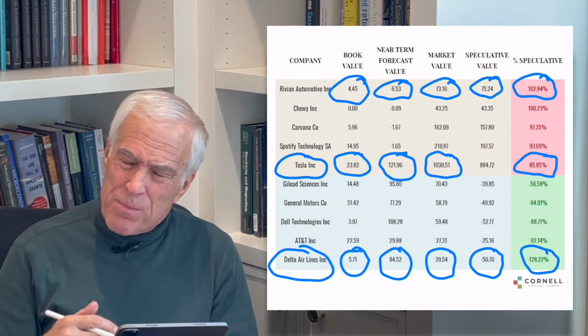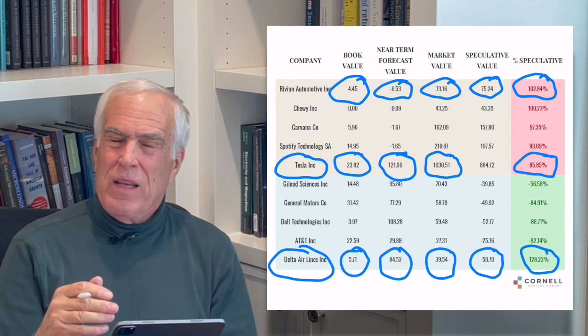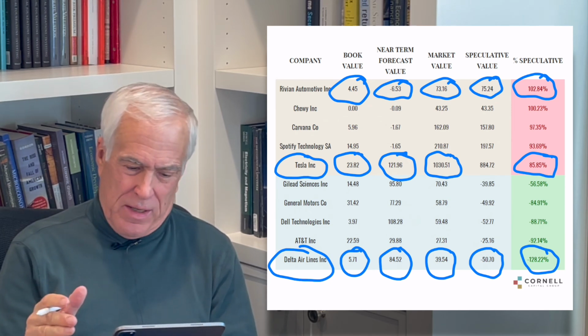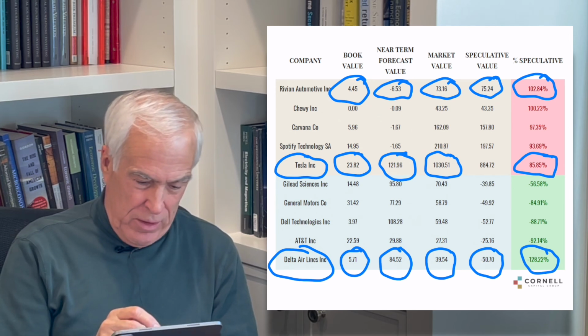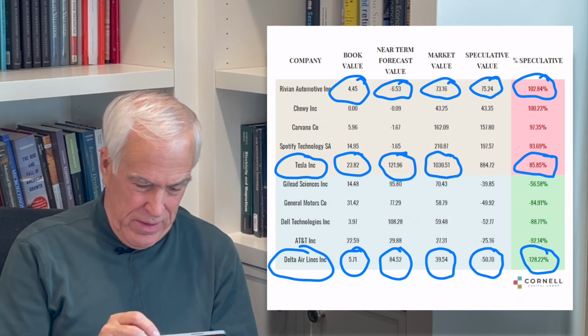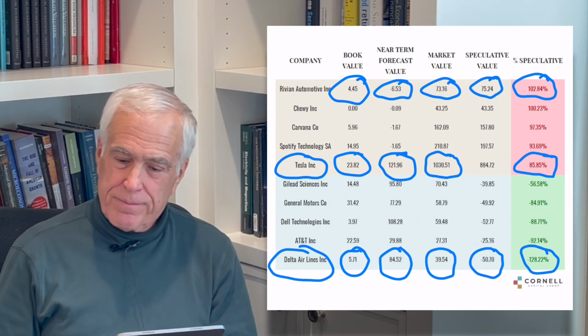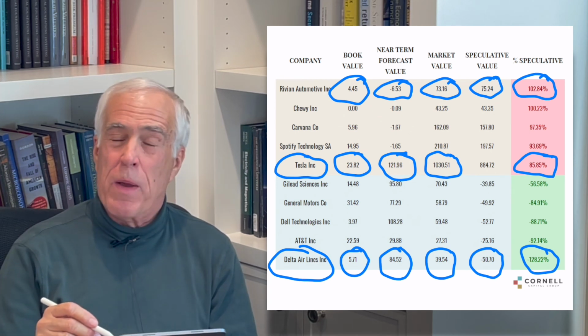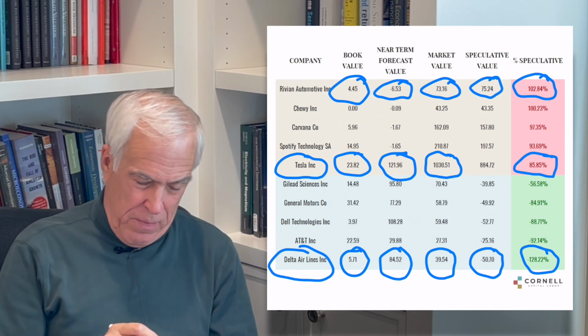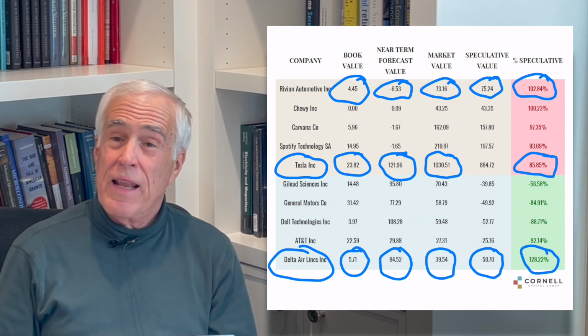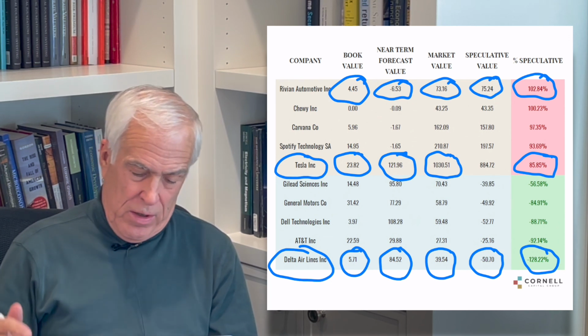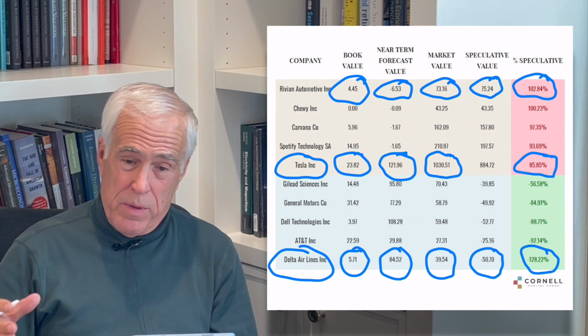So what this breakdown allows you to do is see what you're buying and investing in. If you're buying companies like Rivian, Chewy, Carvana, Spotify, or Tesla, you're paying a lot for the speculative value. If you're buying Gilead, General Motors, Dell, AT&T, or Delta, all of those have significantly negative speculative values. You're counting on the company to be able to continue its current business.